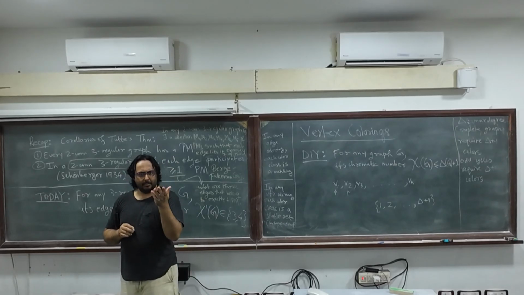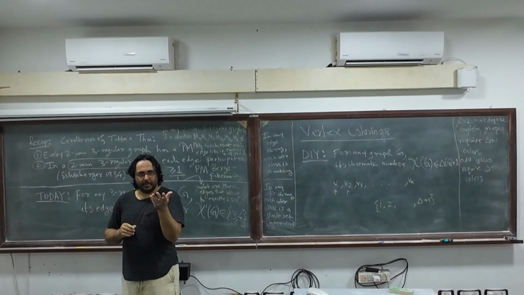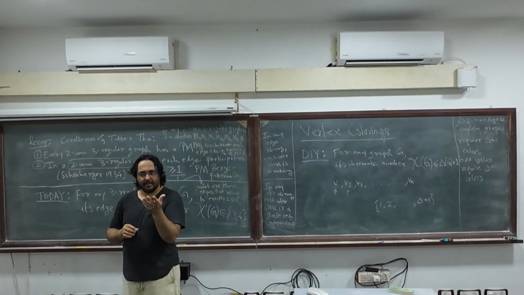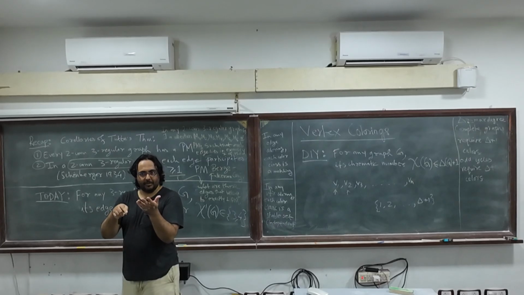At most delta, because the maximum degree is delta. How many colors do you have? So there is a free color. So you can give the free color to this fellow.